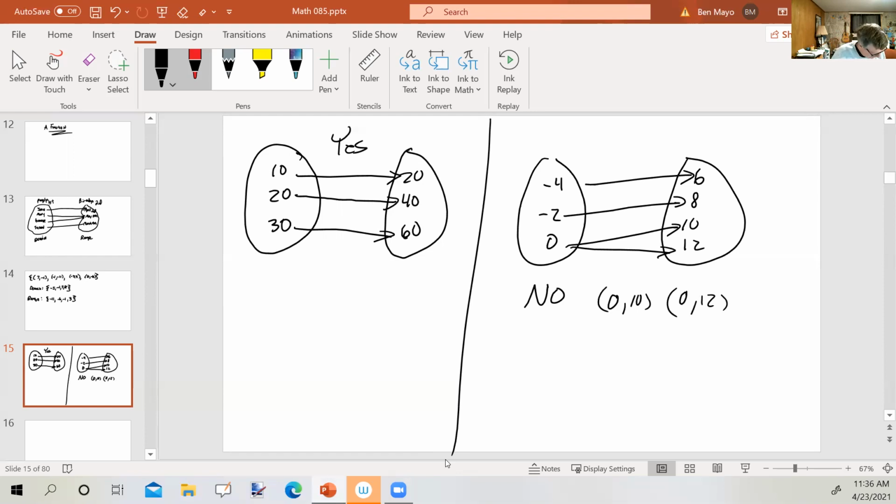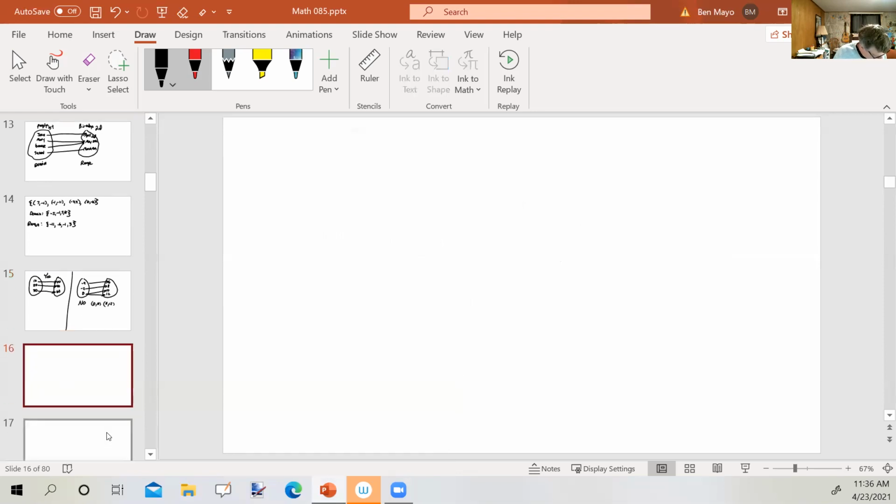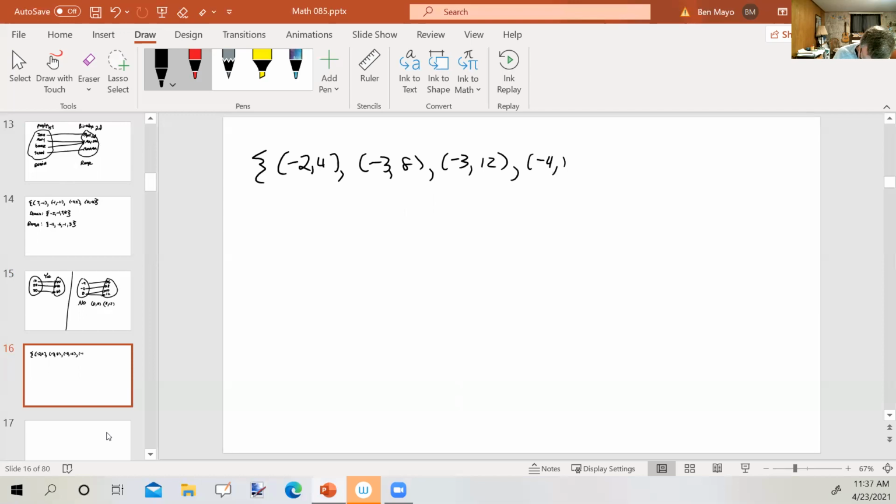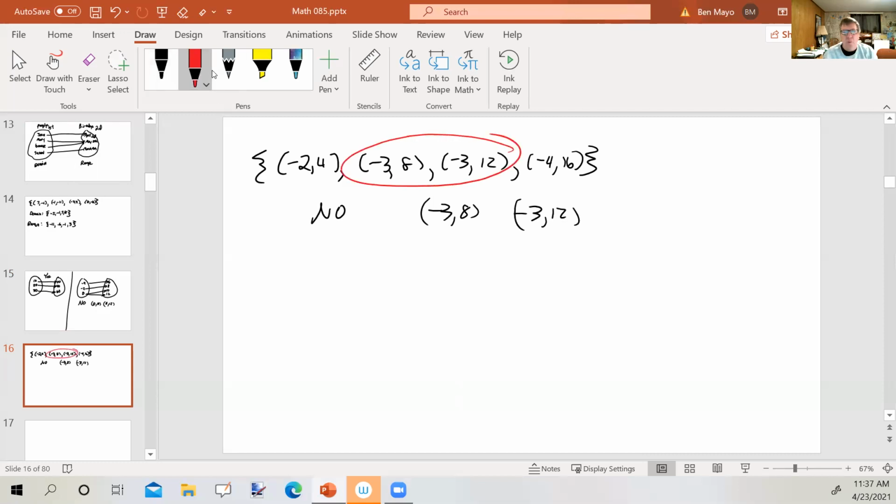Okay, let's take a look at some other examples. How about this one? -2 goes to 4, -3 goes to 8, -3 goes to 12, and -4 goes to 16. Is this a function? No, because -3 goes to 8 and -3 goes to 12. So because of those 2 ordered pairs, it's not a function.